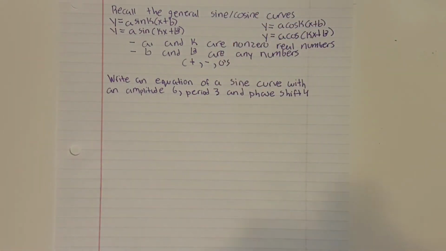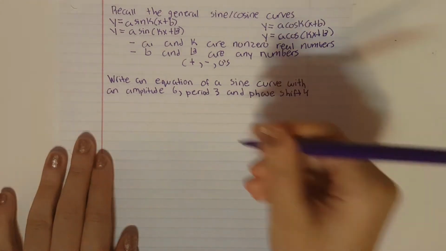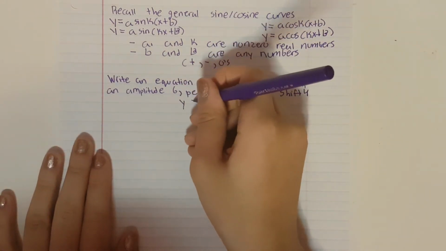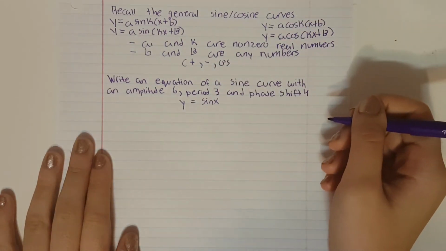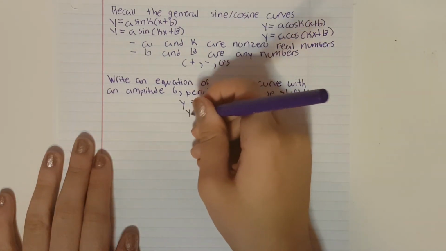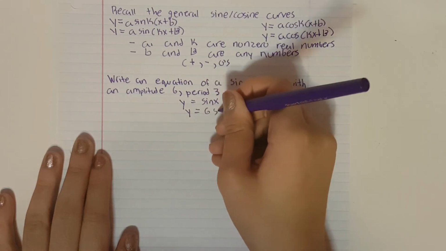Each of these curves can either be y equals sine x or y equals cos x. For my question, it is write an equation of a sine curve with an amplitude of 6, a period of 3, and a phase shift of 4. So our general basic equation would be y equals sine x, and since we already know the amplitude, which is 6, our new equation is y equals 6 sine x.